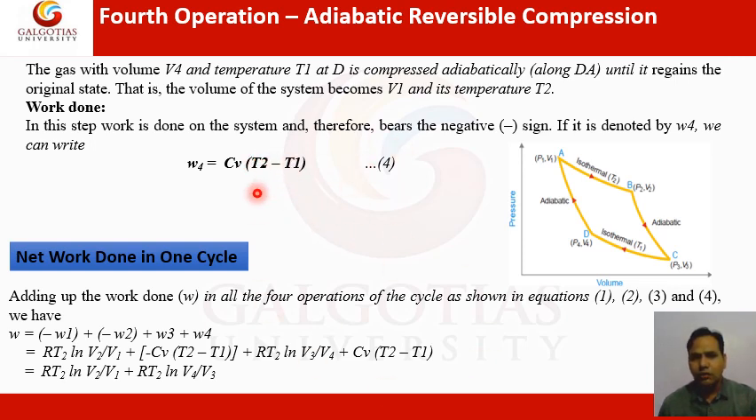Now the work done in one Carnot cycle is obtained by adding up the work done W in all four operations of the cycle, as shown in equations 1, 2, 3 and 4 in the previous slide. So we put in these values and get this equation. This is the operation of the adiabatic Carnot cycle.